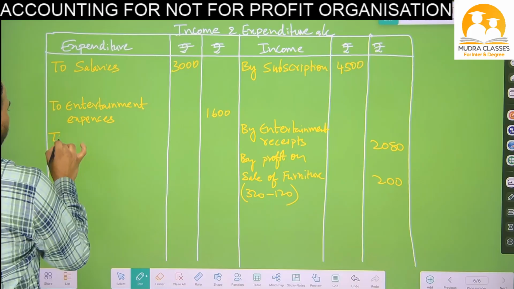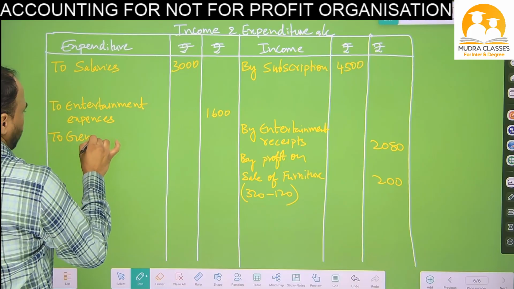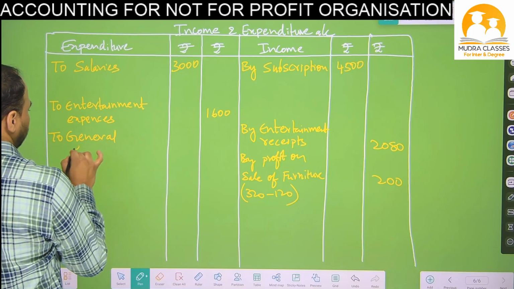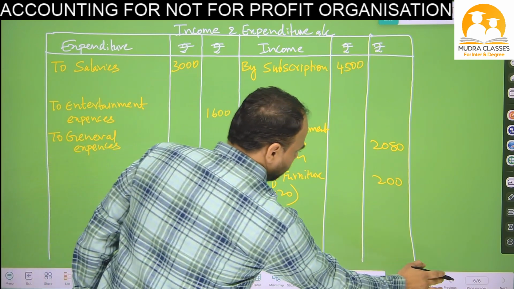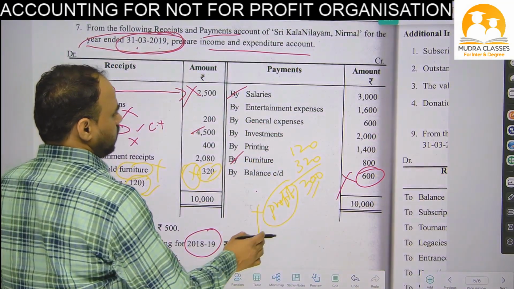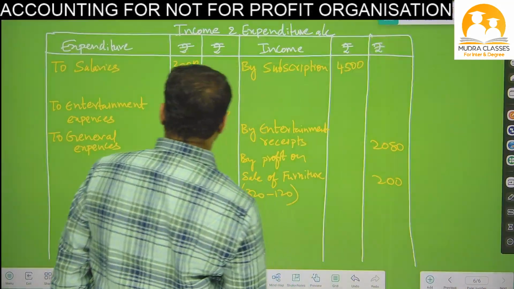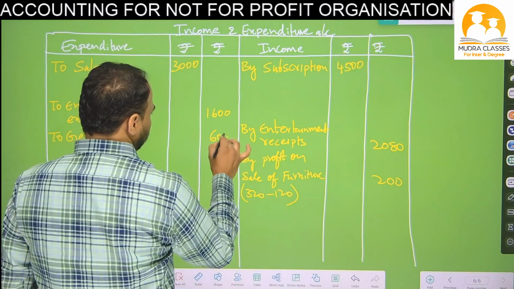Similarly, the next item given is general expenses, so we have to write this one because it is a regular expenditure. So general expenses, what is general expenses? 600 rupees, so we have to write here general expenses 600 rupees.